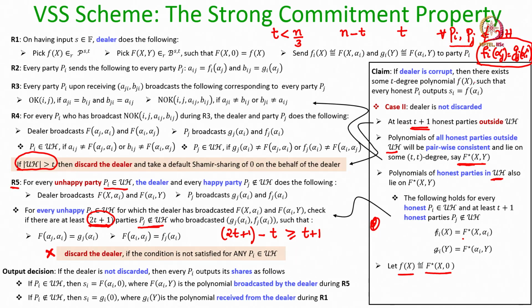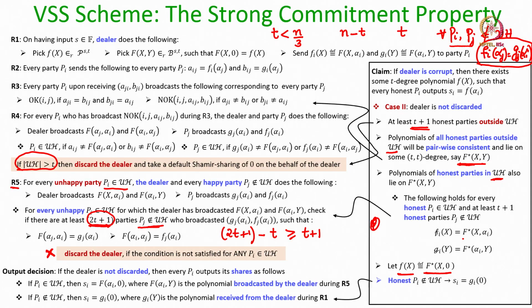What was the claim statement? The claim statement was that there exists some t degree secret sharing polynomial such that the shares which are output by every honest party lie on that secret sharing polynomial. We define that secret sharing polynomial for the corrupt dealer to be the bivariate polynomial f star evaluated at y equal to 0. So, it is guaranteed to be a t degree polynomial. This is because f star is guaranteed to be a t degree bivariate polynomial.